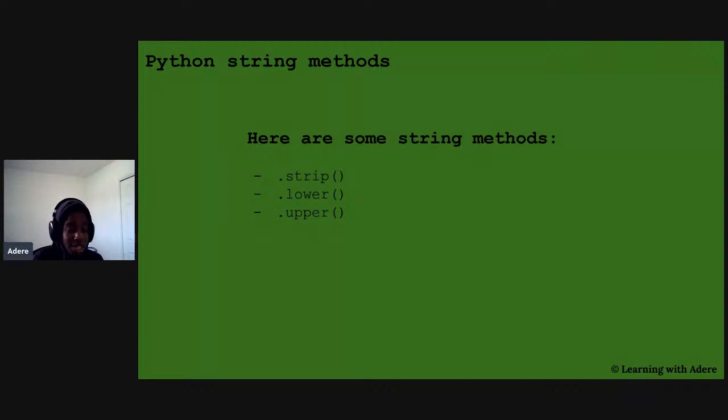Their syntax is a period, that dot symbol, then the name of the method. In this first example, it's strip, and then the opening and closing parentheses. That goes for all the other methods. That's how we apply them, and it goes immediately after the variable name. So it's variable name dot strip, or variable name dot lower, variable name dot upper. Let's look at it for ourselves in IDLE.